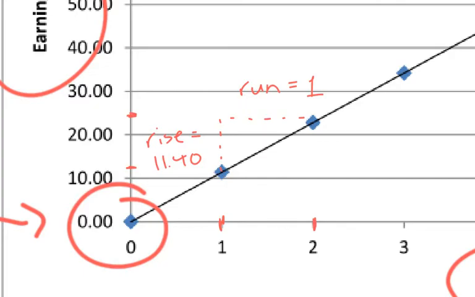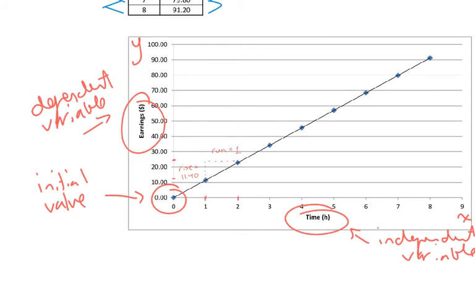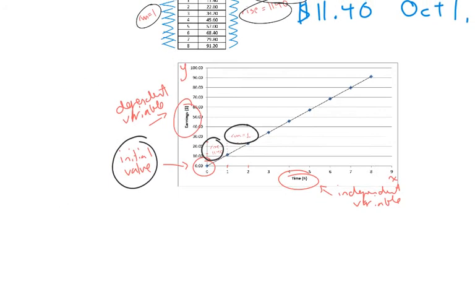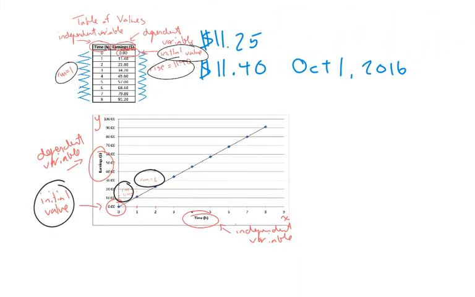Just like our table of values, we've discovered many important pieces of information from our graph. We've discovered our initial value, our rise, as well as our run. We've also identified our dependent variable and our independent variable. Now that you've calculated both the rise and run, you can use those values to figure out something very important. And that important thing is the rate of change. Rate of change is equal to rise over run.